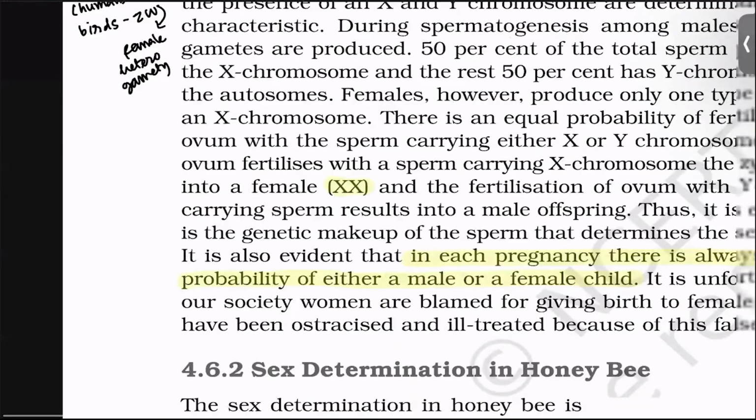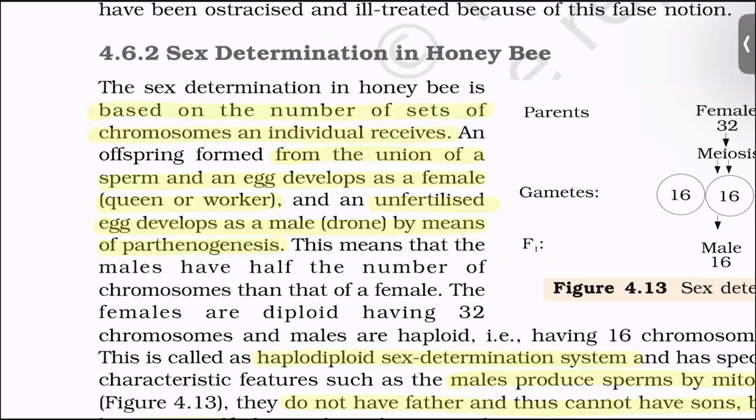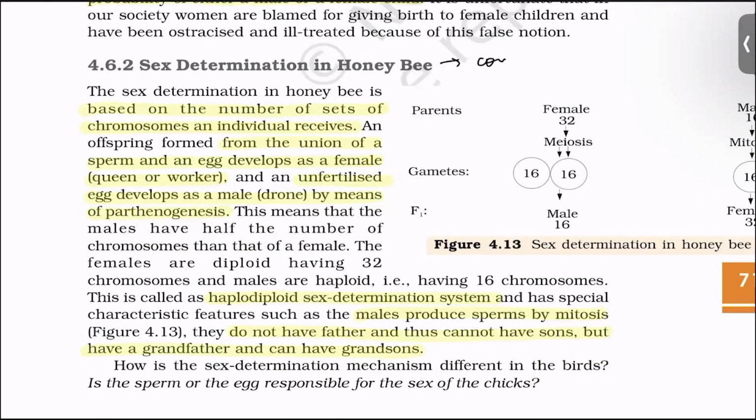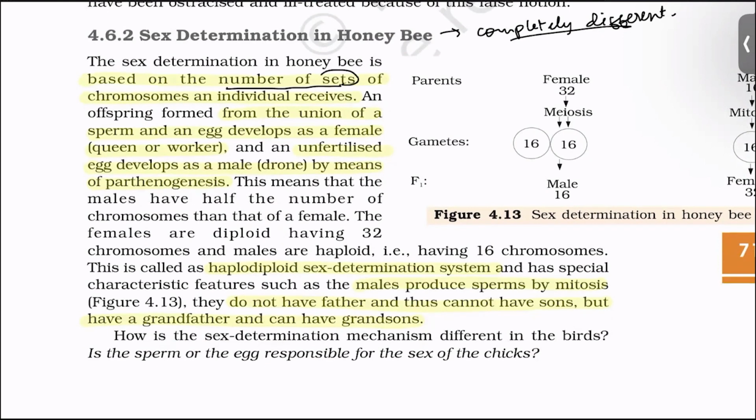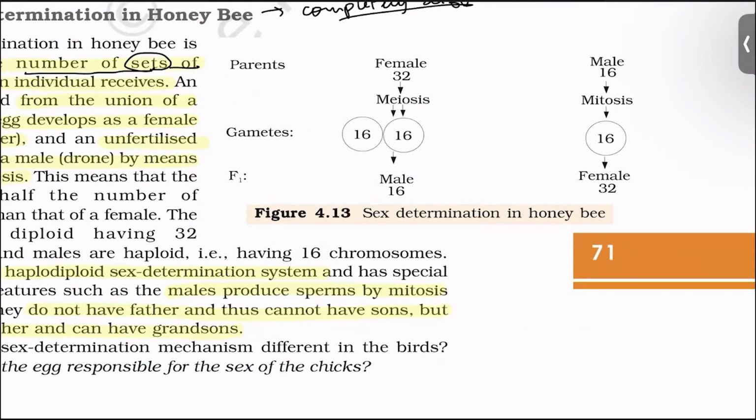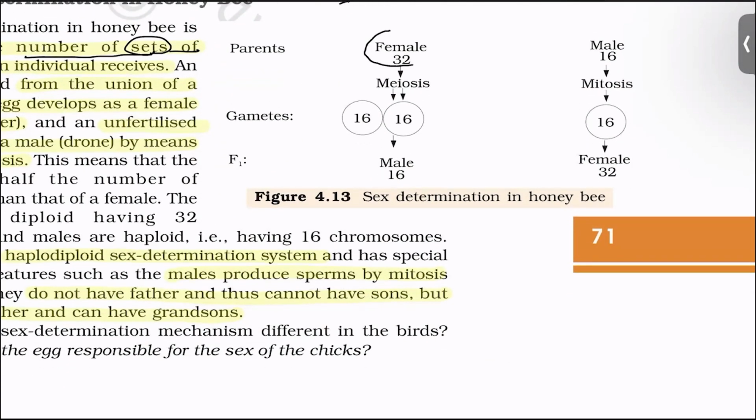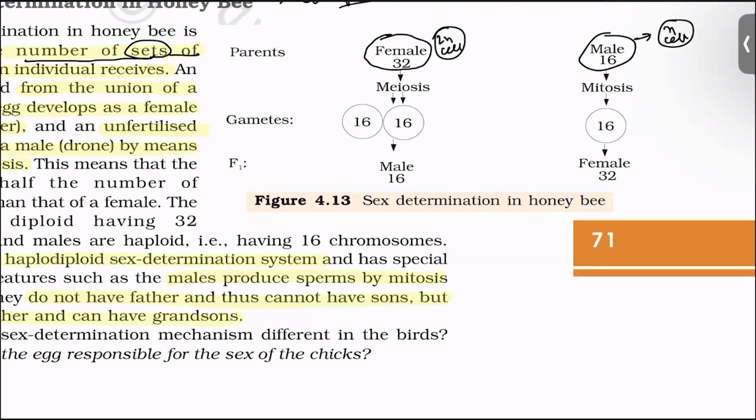And now sex determination in honeybee. In honeybee, the mechanism is completely different. It depends on the number of sets of chromosomes, not on a single chromosome. In case of honeybees, females have diploid cells. All of the cells in a female's body will be diploid, and males are haploid. So every cell in a male body is haploid. They have only one set of chromosomes, and females have two sets of chromosomes.